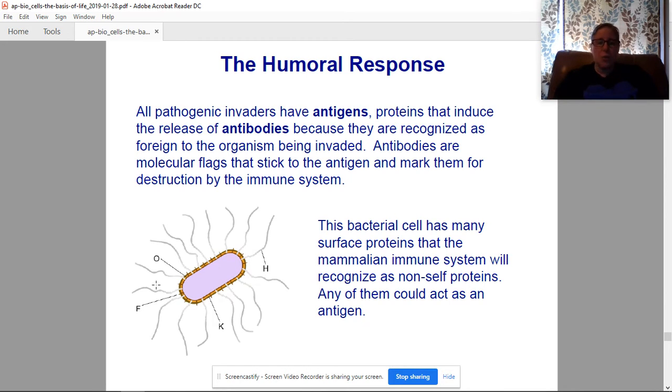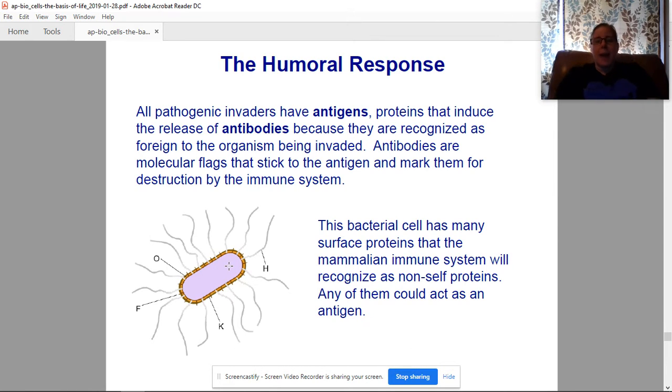And then once an antibody sticks to a bacteria on the antigen, it's like, oh, this is foreign. We need to get rid of it. And a white blood cell comes in and attacks it. So this bacterial cell has many surface proteins that the mammalian immune system will recognize as non-self proteins, and they will act as antigens. And then the body will make antibodies to attach to it.